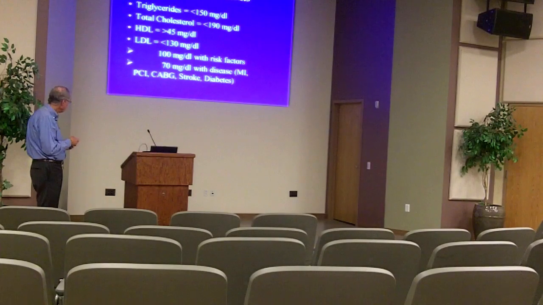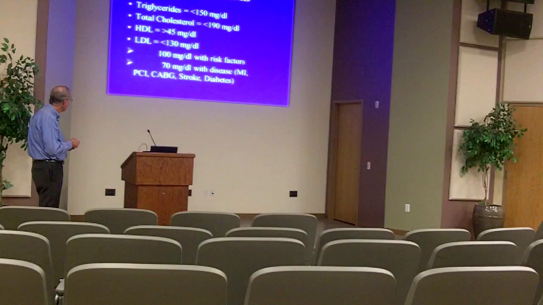So these are the optimum levels. Now this slide is about 10 years old, so I'm going to modify this a little bit. But triglycerides, we still like to have them less than 150. The total cholesterol, we like it less than 180. The HDL greater than 40. The LDL around 100 or less, without any risk factors.